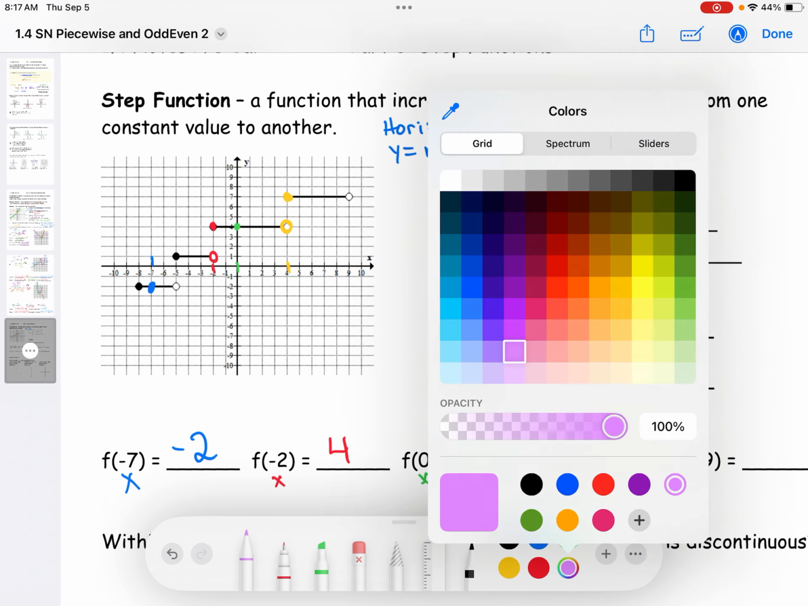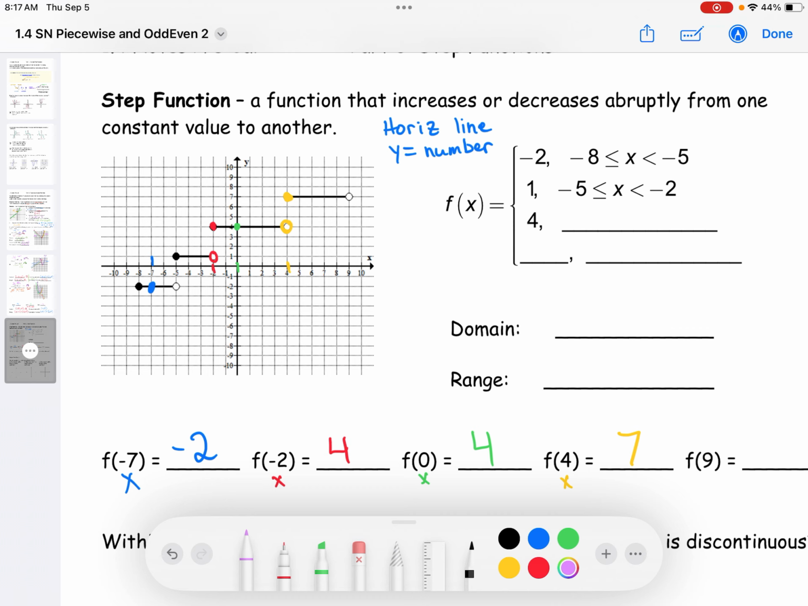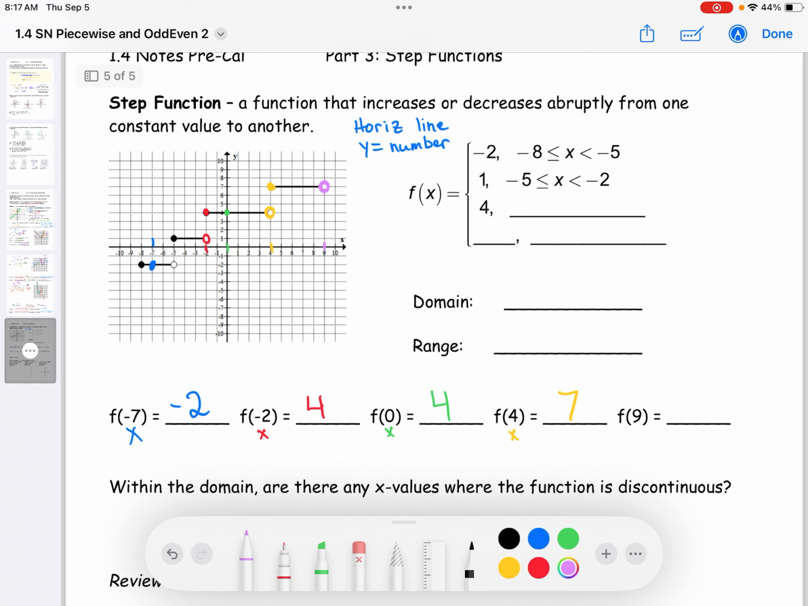And then it's asking us for f of 9. If we look at 9, that function value has an open space, and there's no closed dot or included piece at 9. So f of 9 really does not exist. This is undefined. There is not a function value at x equaling 9. So f of 9 is undefined.